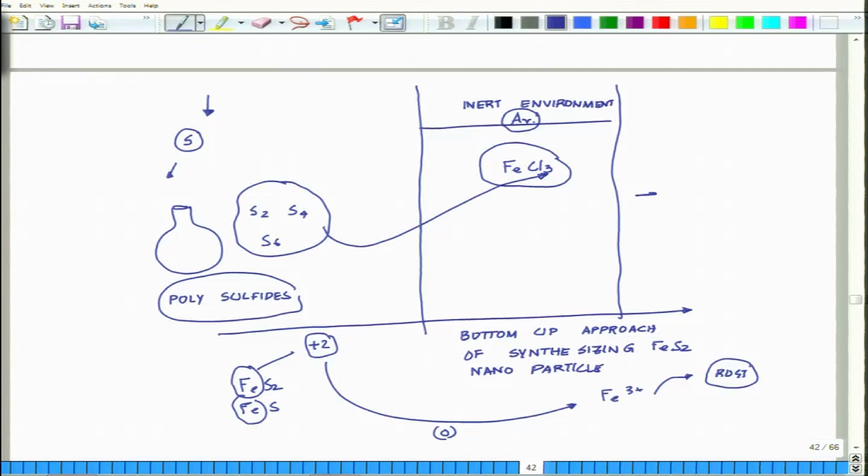Okay. Now, I will provide the detailed layout of how we made the iron sulfide. But this is the overall synthesis of iron sulfide by a bottom up approach, where in a small round bottom flask you created an organized, oxygen-free environment, and at a moderately low temperature of around 40 degree centigrade to 80 degree centigrade, you synthesize iron sulfide.